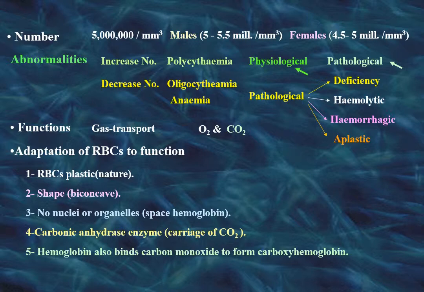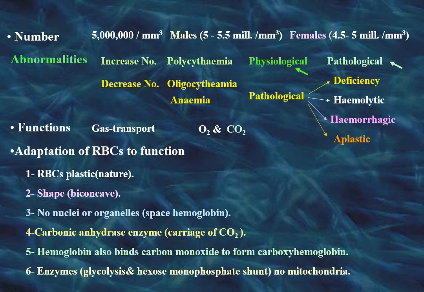Hemoglobin also binds carbon monoxide to form carboxyhemoglobin. This combination, however, is irreversible and reduces the capacity of hemoglobin to carry oxygen. RBCs contain soluble enzymes responsible for glycolysis and hexose monophosphate shunt in order to provide the cells with energy requirement, as RBCs possess no organelles or mitochondria.